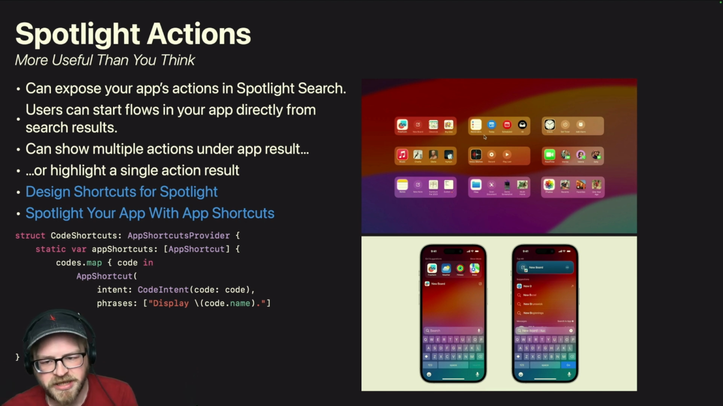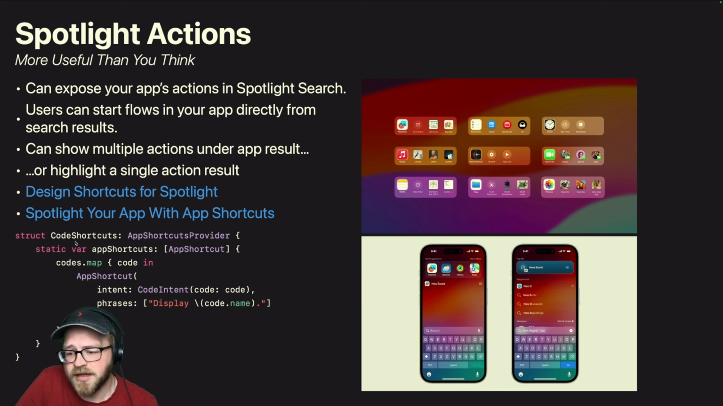So you have the multiple actions under the app result, or a user can search for a specific result, or the system can actually suggest a specific result to you, and you'll see them as individual results in here. So in this case, you don't see the Freeform app separate. You just see the new board action in Freeform, and that's provided to you there.